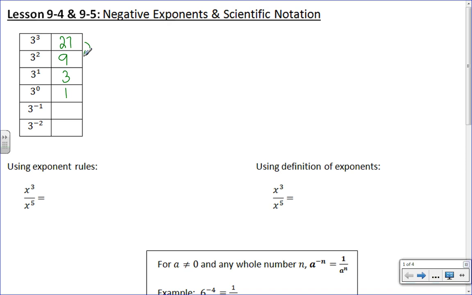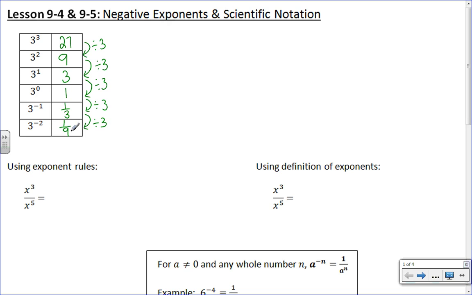Well, to get from 27 to 9, we would divide by 3. To get from 9 to 3, we would again divide by 3. To get from 3 to 1, we would divide by 3. Because you're losing a factor of 3 as you go down in each of these exponents, you're dividing by 3 each time. So if we went one step further and divided by 3 again, 1 divided by 3 is just 1/3. And if we go one more step further and divide that by 3, 1/3 divided by 3 would be 1/9.